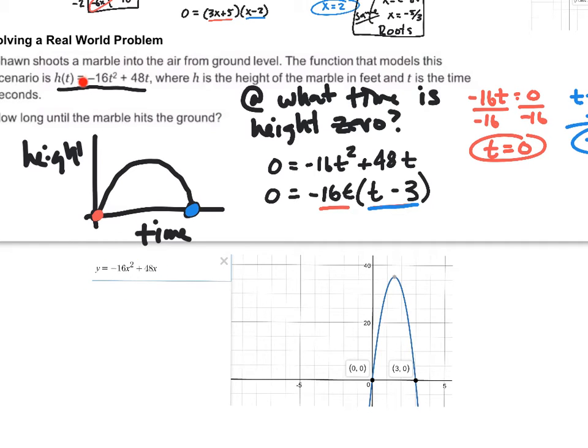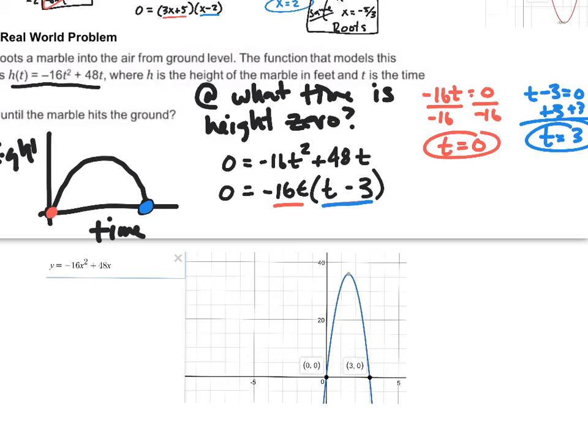I didn't use h of t equals -16t² plus 48t. I used y and x, okay? So if you're using Desmos, that's what you want to do to plug in this equation. Other thing is, let's take a look here. 0, 0, and the point 3, 0. And that matches what we got for our solutions, okay? So you can do this graphically and use Desmos.